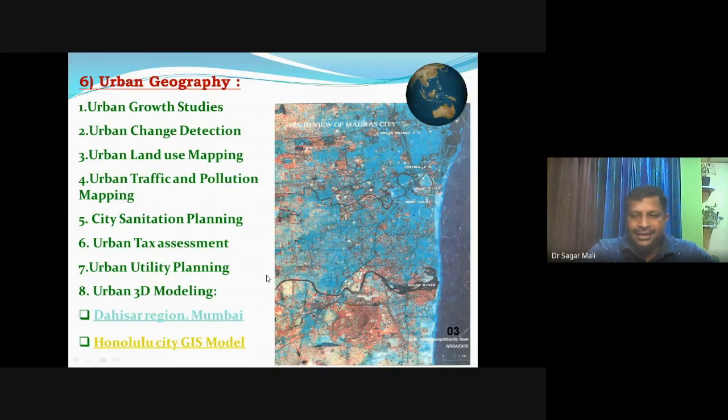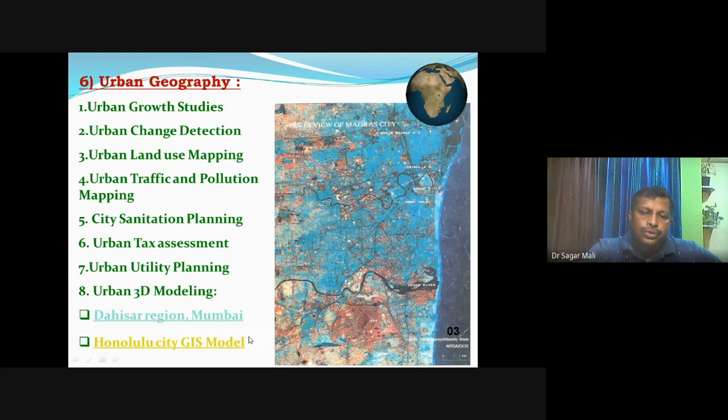This is a model of the eastern region, a 3D model. We can see how interesting it is. We can find out the vertical growth of the city, or we can measure the altitude, meaning the height of a particular building, and from that we can find out illegal constructions also.